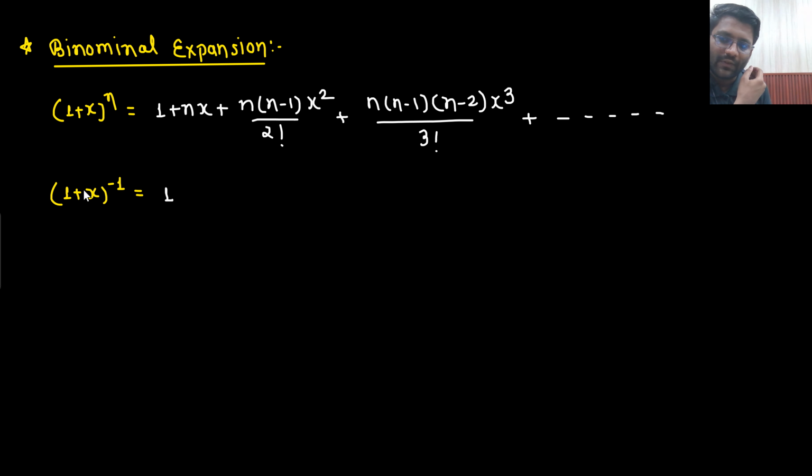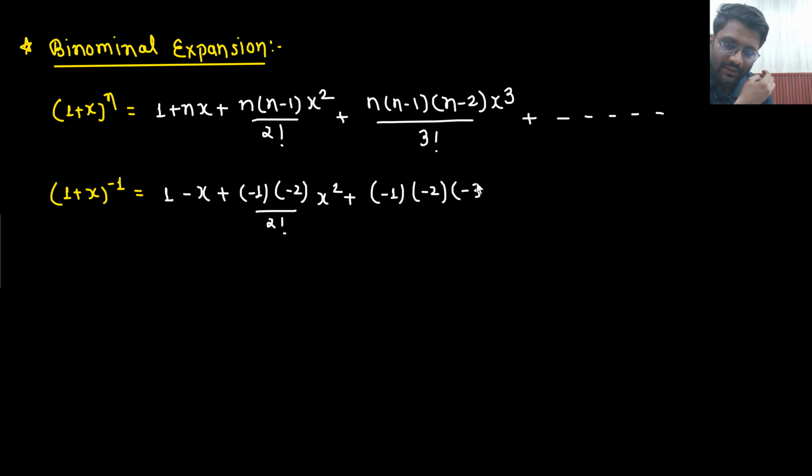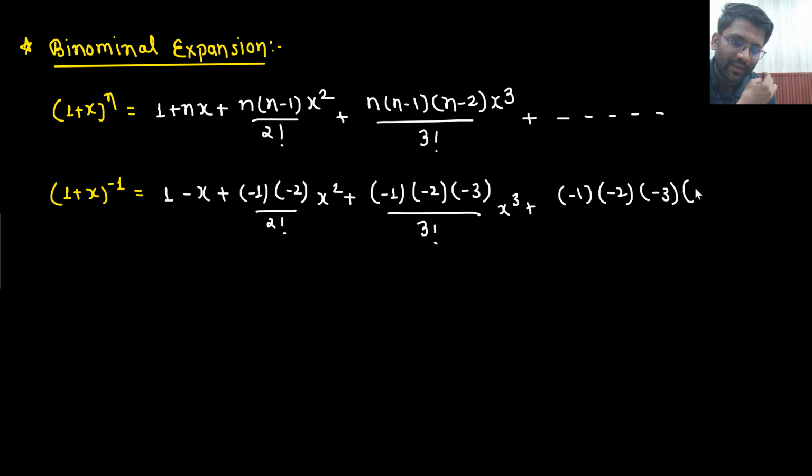Sir, 1, in place of x, x is there. In place of n, I need to put minus 1. So in place of n, I need to put minus 1, minus 1 into minus 2, then divided by 3 factorial. Then in place of n, I need to put minus 1. Then n minus 3 will be 4 divided by 4 factorial. X to the power 4 and so on.